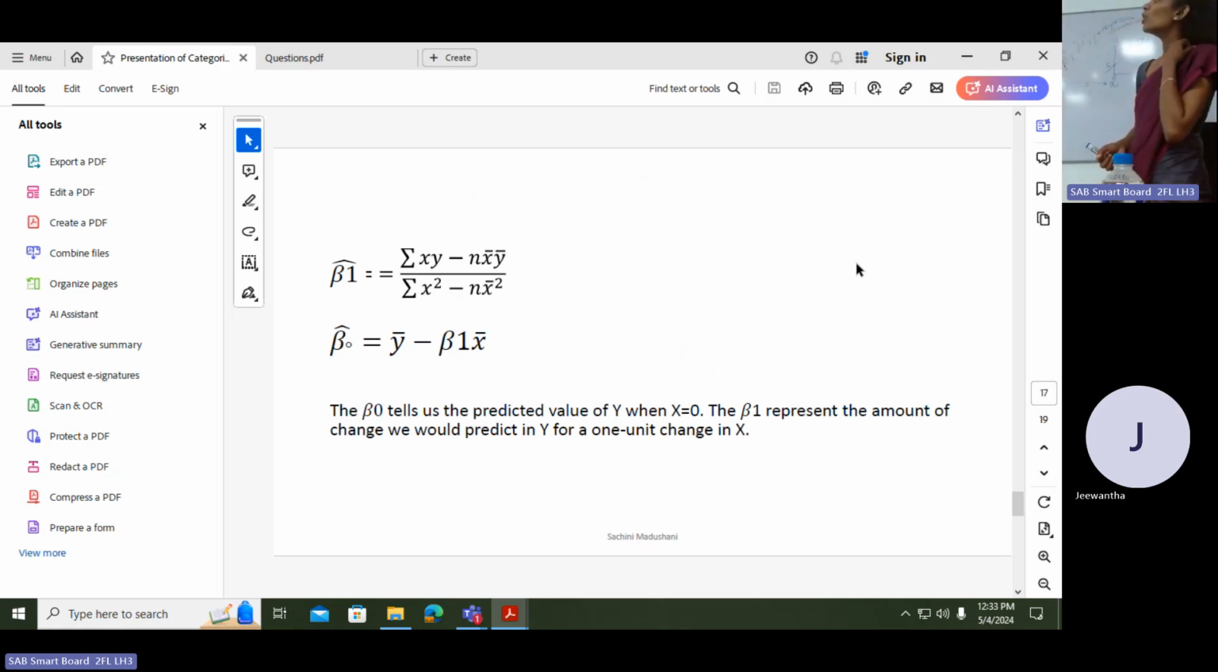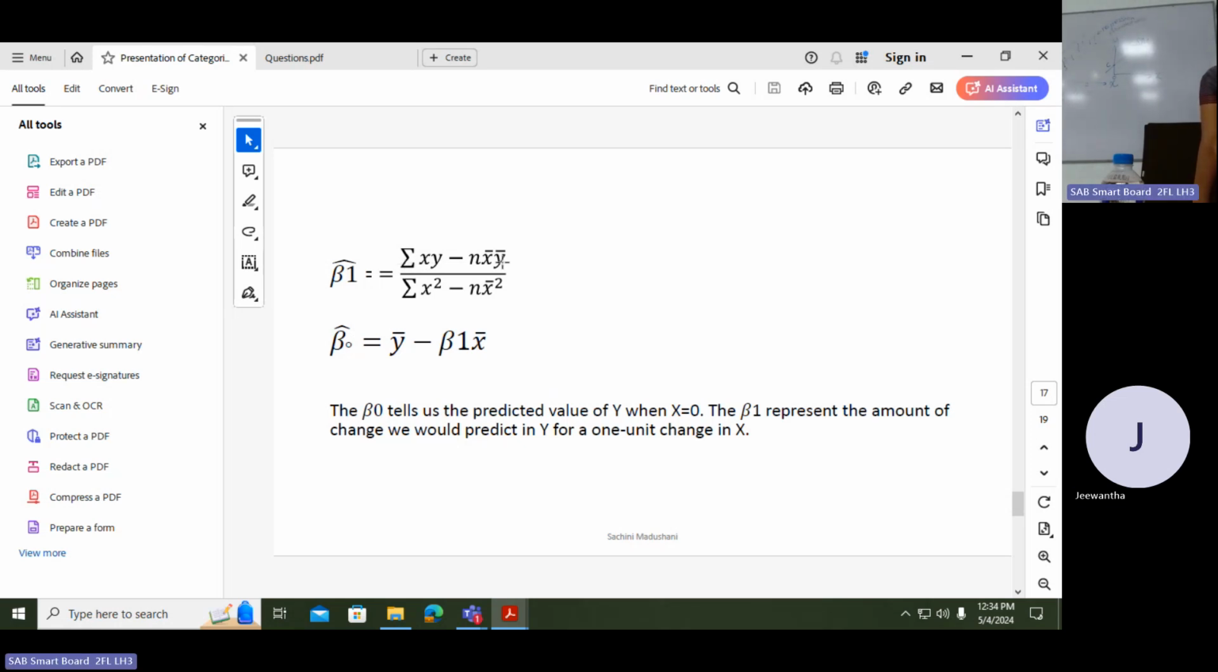There are two formulas for finding the beta 1 value and the beta naught value. Now you know how to get the values for these, no? Sigma xy: x represents the values of the independent variable, y represents the values of the dependent variable. We take the multiplication of each x and y, then take the sum, then minus n x bar y bar.